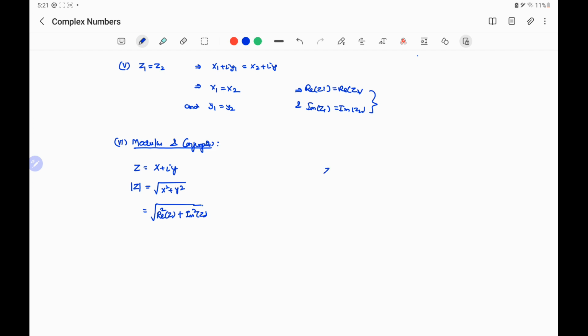Similarly, the conjugate of the complex number is represented by z bar. We put a bar over the z. This represents the conjugate and its value is equal to the bar of (x plus iy). And here we change i with minus i. So we will have it is x minus iy. Or we can write it is the real part of z minus i into the imaginary part of z.